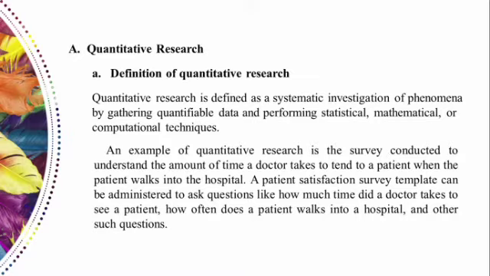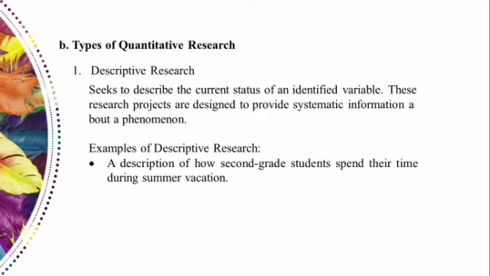Quantitative research has some types. The first type is descriptive research. Descriptive research seeks to describe the current status of an identified variable. These research projects are designed to provide systematic information about a phenomenon. For example, a description of how second grade students spend their time during summer vacation.